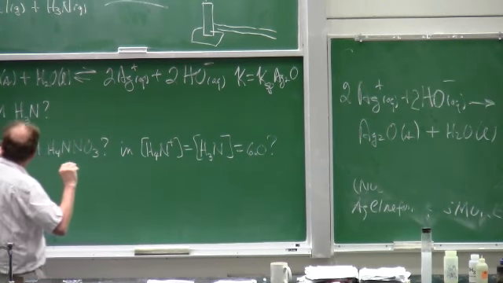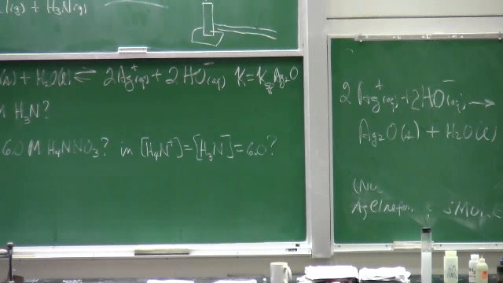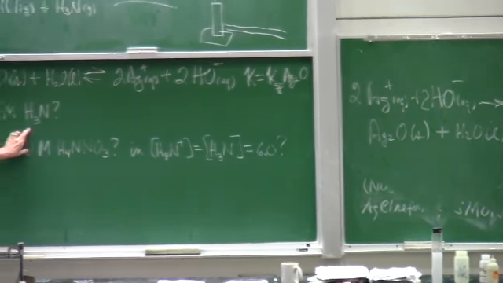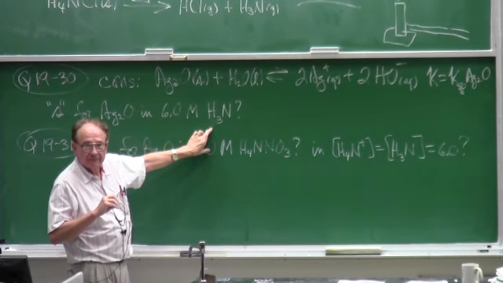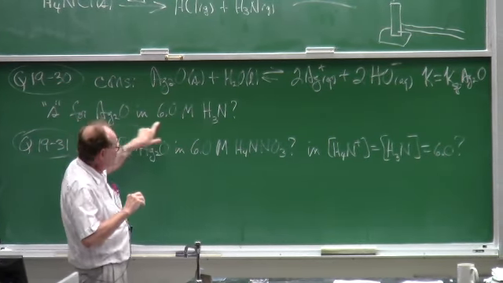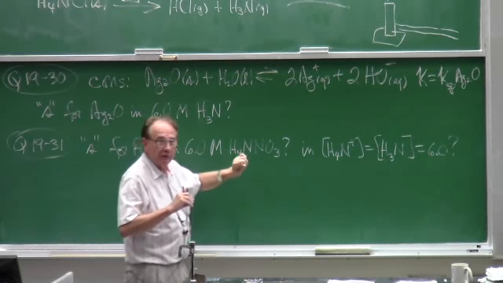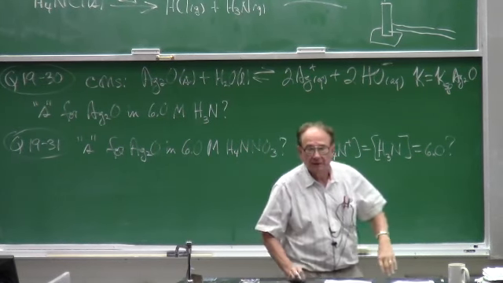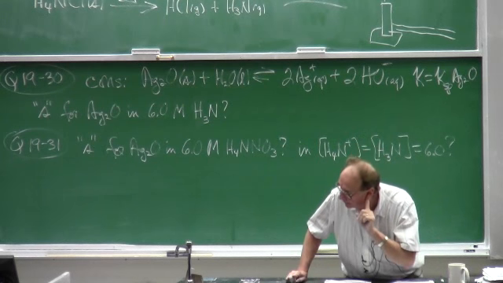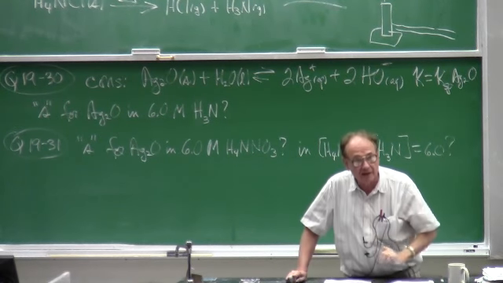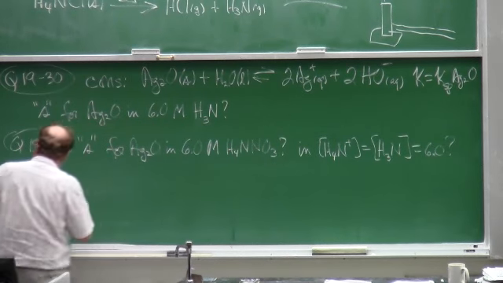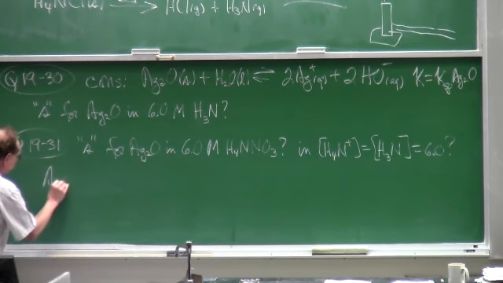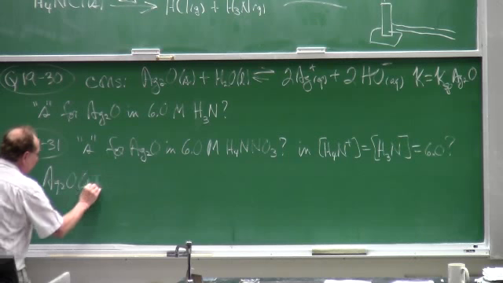If I succeed in dissolving silver oxide with ammonia, what silver-containing material do you expect to produce? If I dissolve silver oxide with ammonia, what will be the silver-containing product? What do you expect? Silver ammonia complex ion, because this is a system rich in ammonia. So, we're going to write a reaction equation.